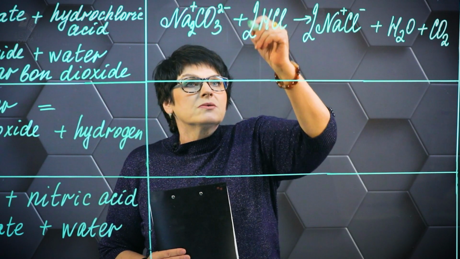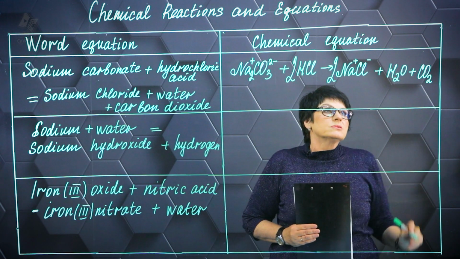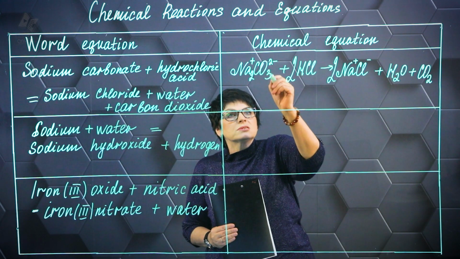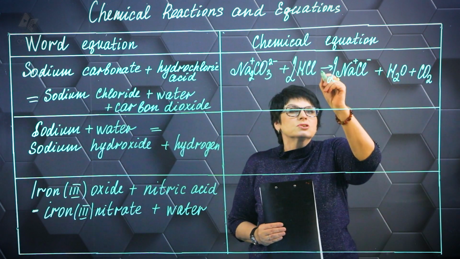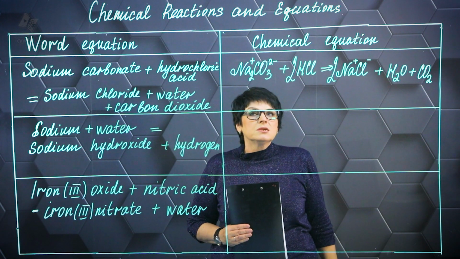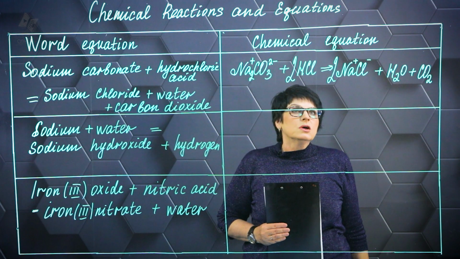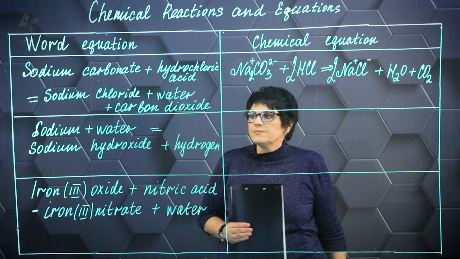Next, let's switch to hydrogen. There are 2 hydrogens on the left side and also 2 hydrogens on the right side. Just have to check the oxygen now. On the left side, there are 3 oxygens. On the right side, there are 1 and 2, also 3. The equation turned out like this. Let's read it. Na2CO3 plus 2HCl equals 2NaCl plus H2O plus CO2.